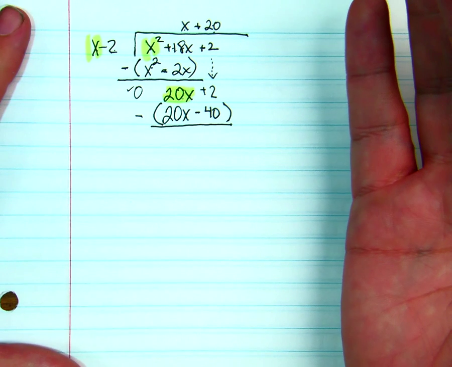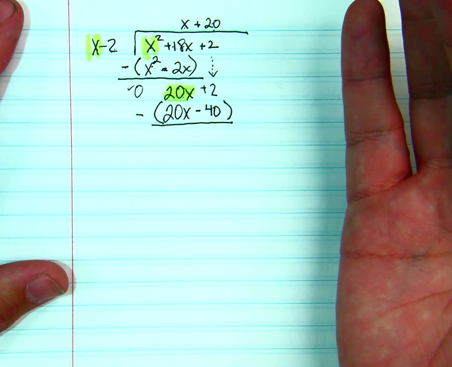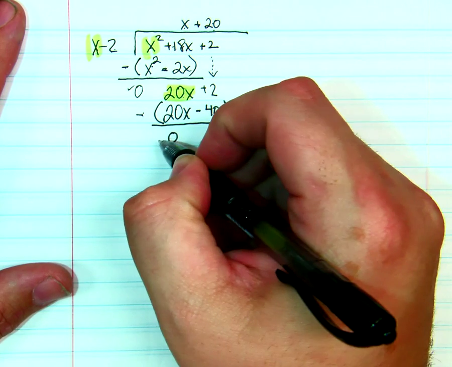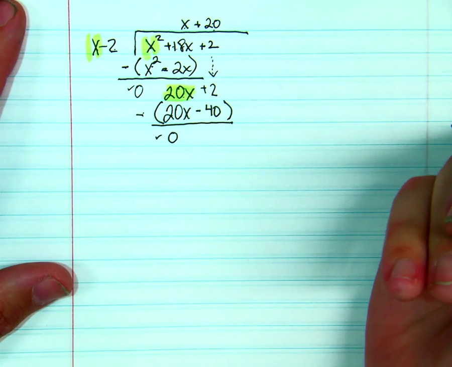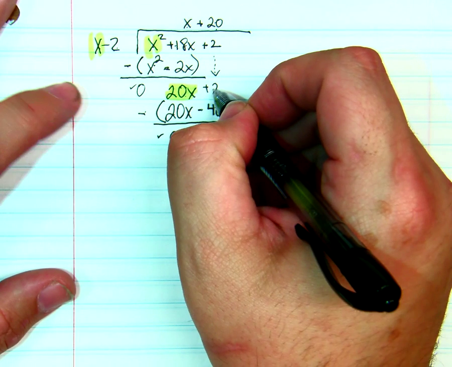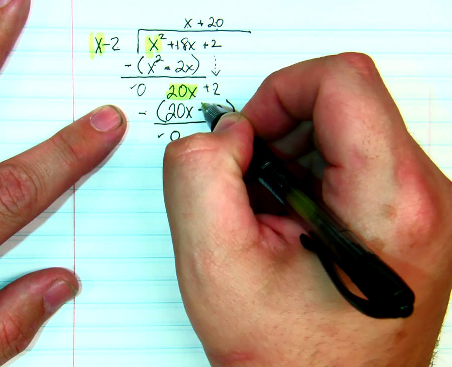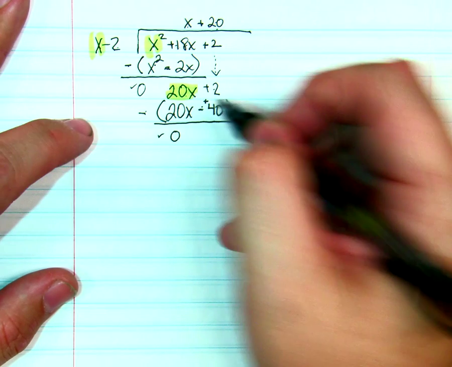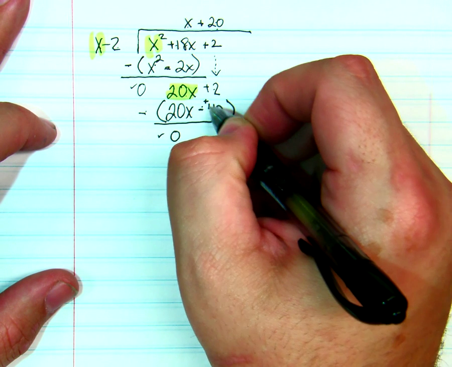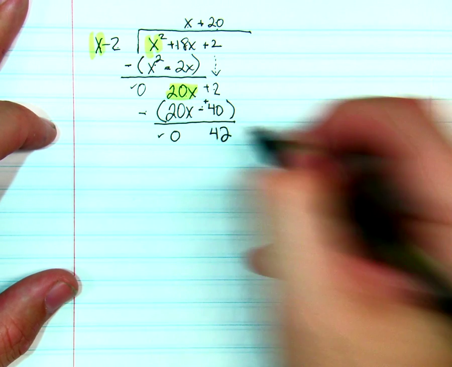20 minus 20 is 0. Is that what we want? Absolutely. So we did what we needed to do. But now I've got 2 minus a negative. If I subtract a negative, it's positive. We could do a little shorthand of a plus 40 here if we wanted to. What's 2 plus 40? 42. But here's the thing: we're done. This guy is a remainder.